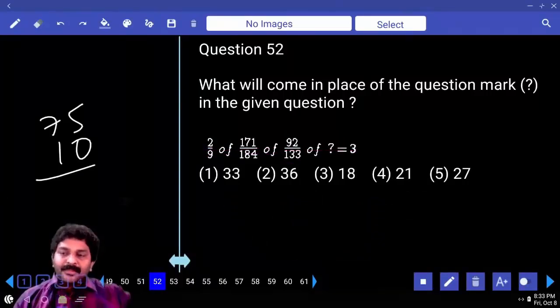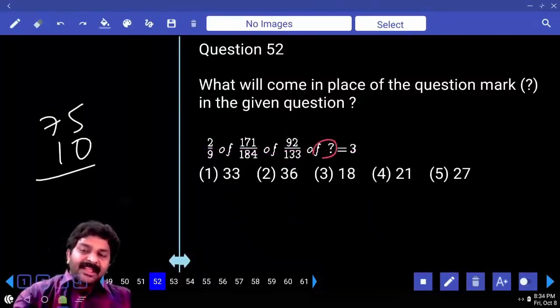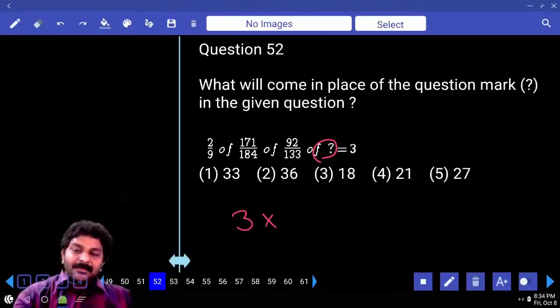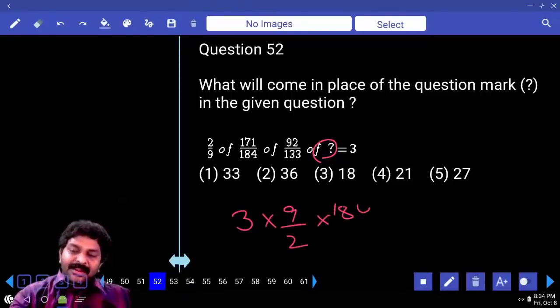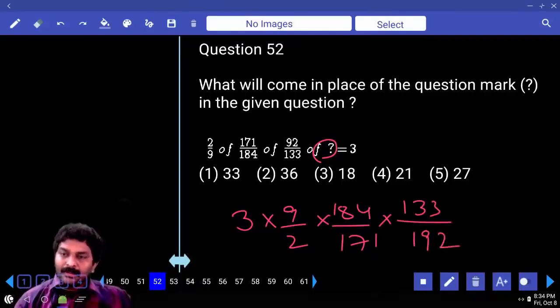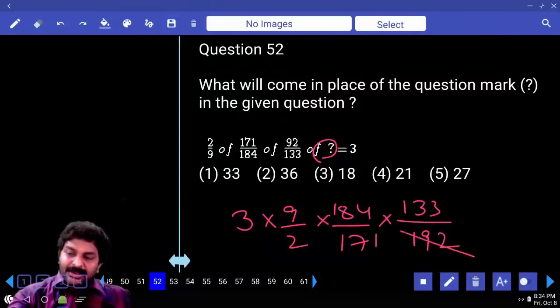Next. So x is on the left hand side. So take the other numbers to the right hand side. Already on the right hand side we have 3 into, come on, 2 by 9 becomes 9 by 2. Next, 184 by 171. 133 by 92. Okay, no problem. So 92 exactly. 2 times 2 gets cancelled.